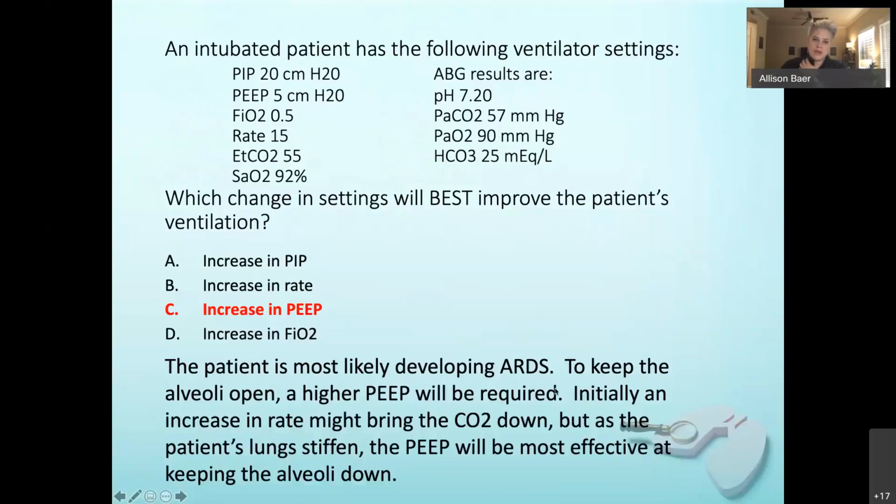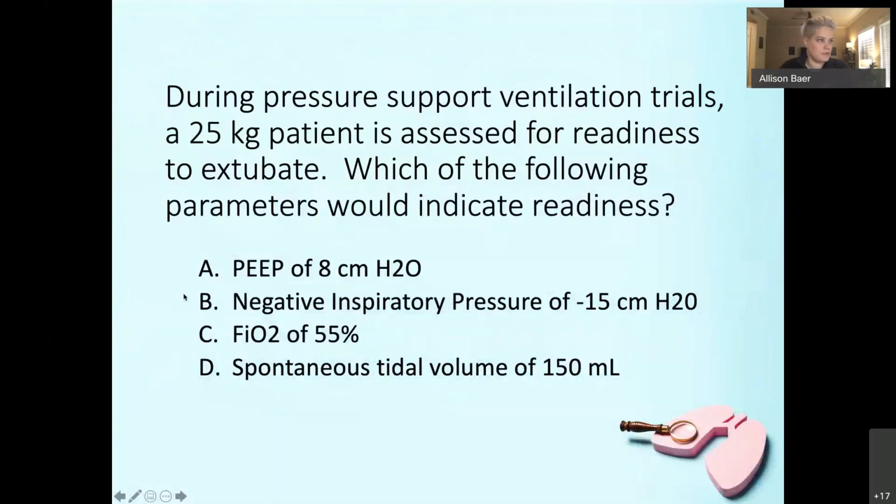So this is one where my initial reaction was to go for rate because ventilation is CO2, oxygenation is O2. So to me, ventilation should have been the rate, but this was their explanation of why it's PEEP. They're most likely developing ARDS. To keep the alveoli open, you need that higher PEEP. They say initially that rate will bring the CO2 down, but as their lungs stiffen, the PEEP will be most effective at keeping the alveoli open and the CO2 down. Okay, those are probably the trickier ones, which is why I wanted to talk through them.